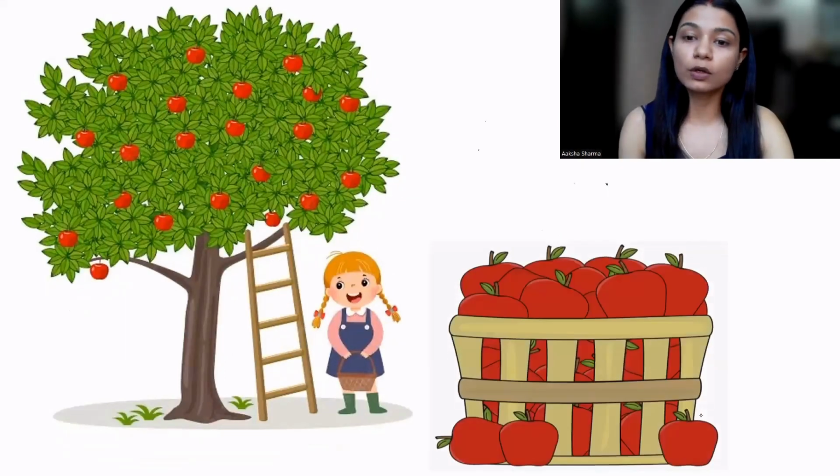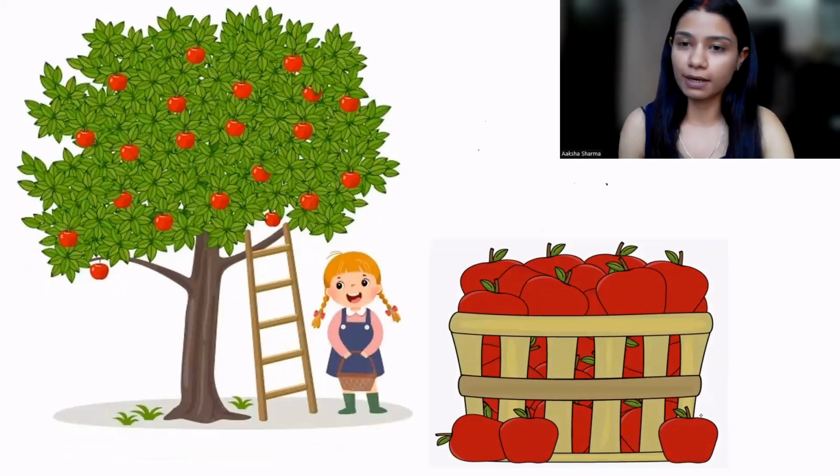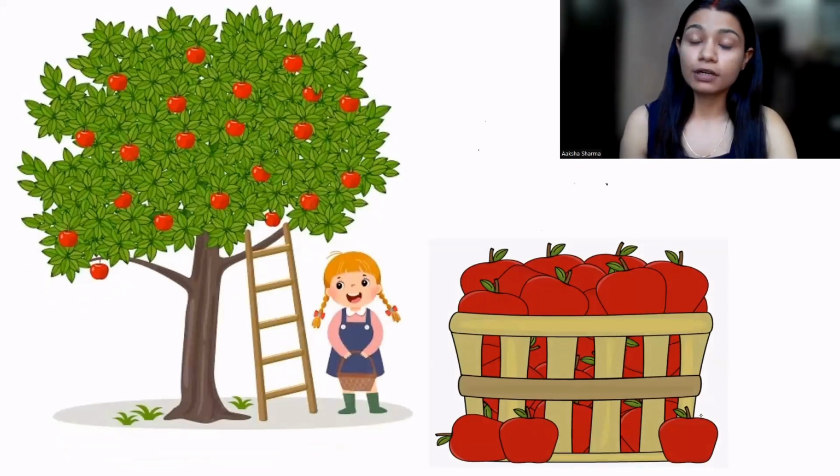and she was collecting all these apples into the basket. Now she had so many apples. So she thought of distributing these apples among her friends and relatives. So what she did, she put those apples into groups of four. So she made baskets where she put four apples in every basket.